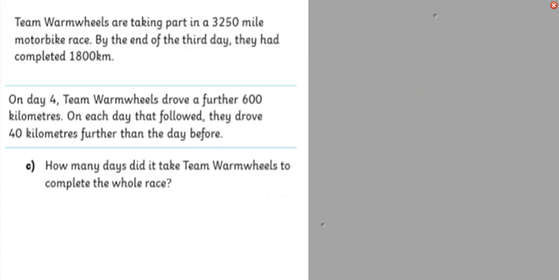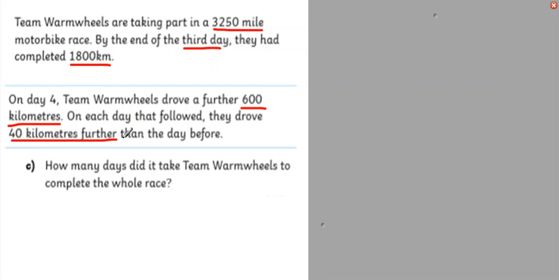So let's break this down. We're taking part in a 3,250 mile motorbike race. By the end of day 3, they'd completed 1,800 kilometres. So already we've got the problem that we're working in both miles and kilometres, so we're going to have to convert. On day 4, Team Warm Wheels drove a further 600 kilometres. And each day after that, they drove 40 kilometres further than the day before.